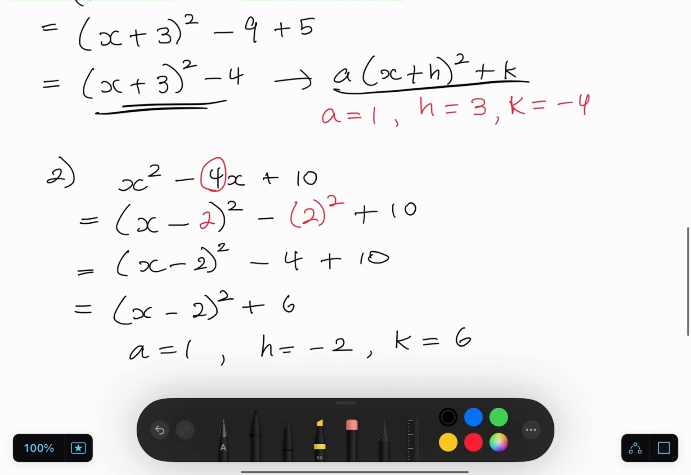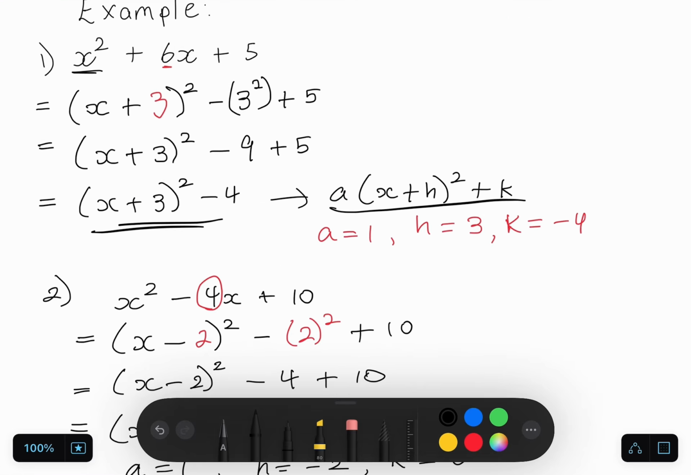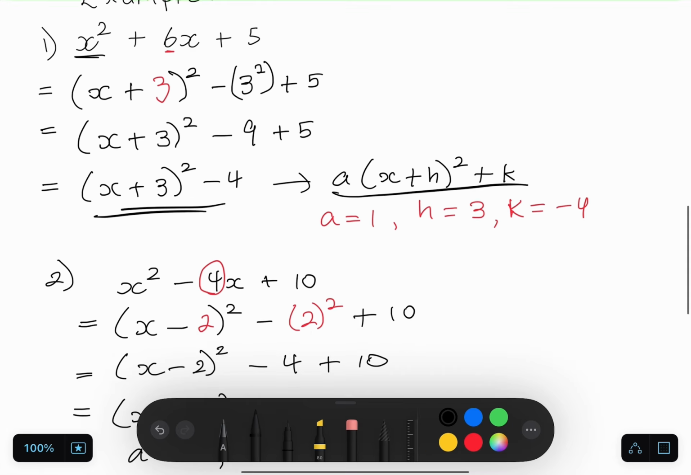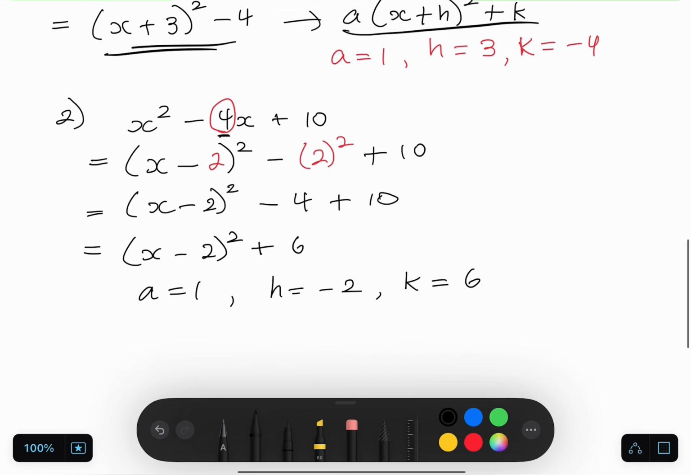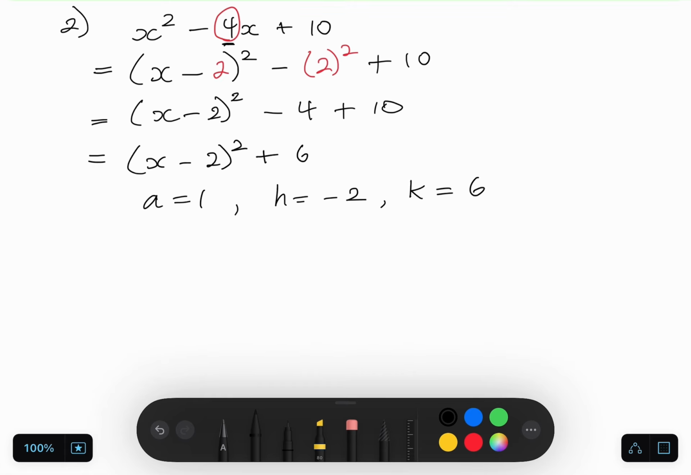So far, so good. Now, in these two examples, the coefficients of x, b, were even numbers. So it was 6 in this one, and then 4 in this one. So when you divide it by 2, you'll get an integer or a whole number. But not all the time is the coefficient of x, b, an even number. Sometimes it could be an odd number, right? So let's look at an example like that. If we have x squared minus 3x, for instance, minus 7.